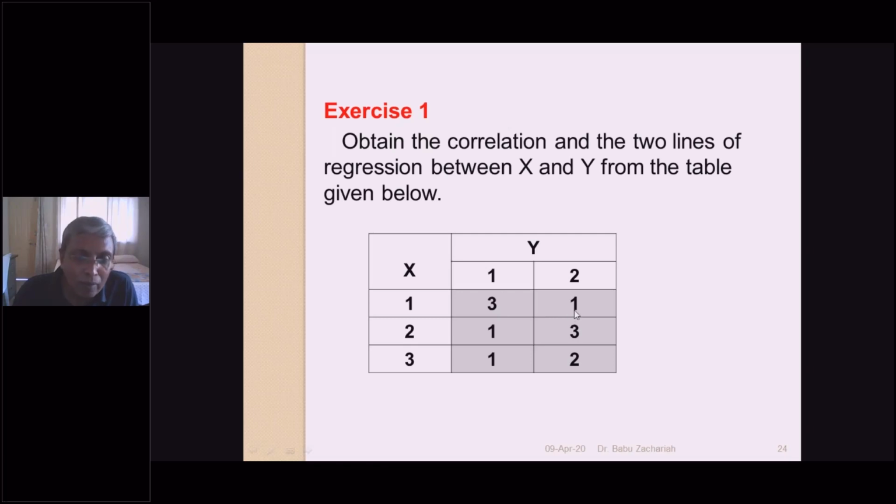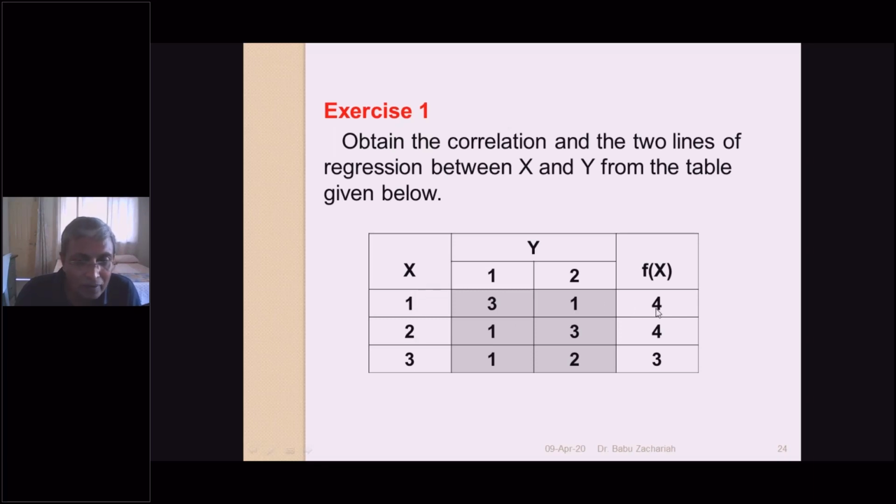Similarly, what does this 1 mean? It implies that there is 1 student who got 1 mark in X and 2 marks in Y. And similarly, this 2 implies there are 2 students who got 3 marks in X and 2 marks in Y. Now, if I get the row totals, 3 plus 1 is equal to 4, 1 plus 3 is equal to 4, 1 plus 2 is equal to 3. So that shows the frequency of X.